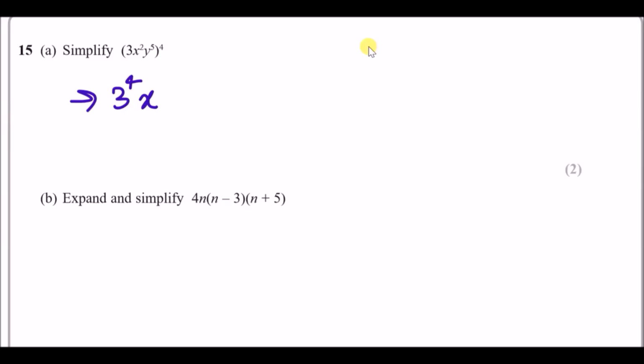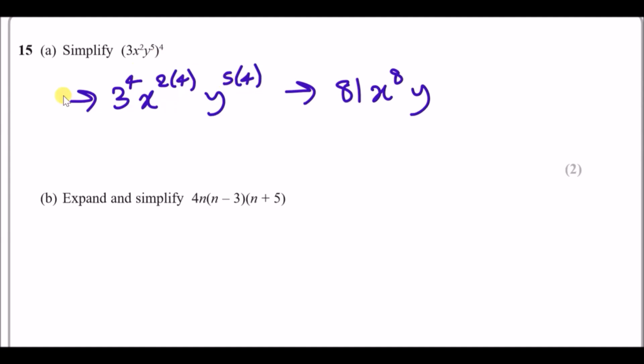X squared already has a power, so it'll be 2 times 4. Y has a power, so it'll be 5 times 4. And then you just simplify this fully. So 3 to the power 4, and you put it on your calculator, which will give us 81. X to the power 2 times 4, which is 8, so x power 8. And as for y, it's just 5 times 4, which is 20. And that's it, that's this one done.